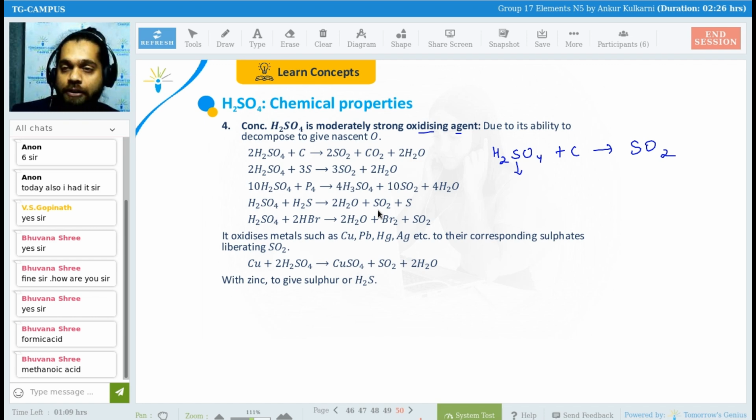Correct? Prashanti, come on, calculate. Ragul, what is the oxidation state of sulfur over here? Come on, Prashanti, Kirtini, Ragul. Ragul, am I audible to you? Where did you go? Bhuvneshri, what is the oxidation state of sulfur in H2SO4?